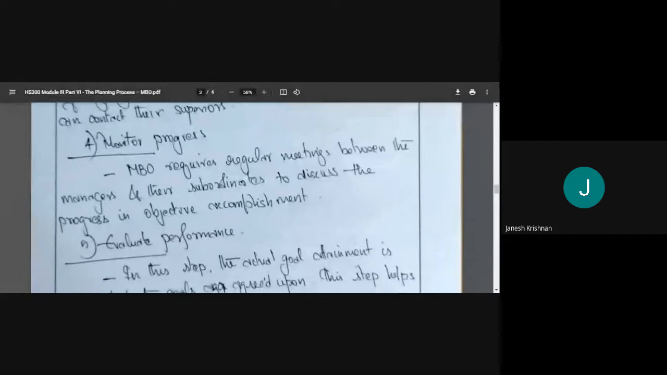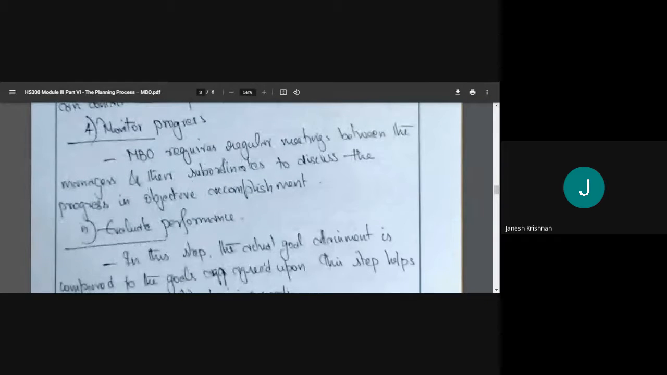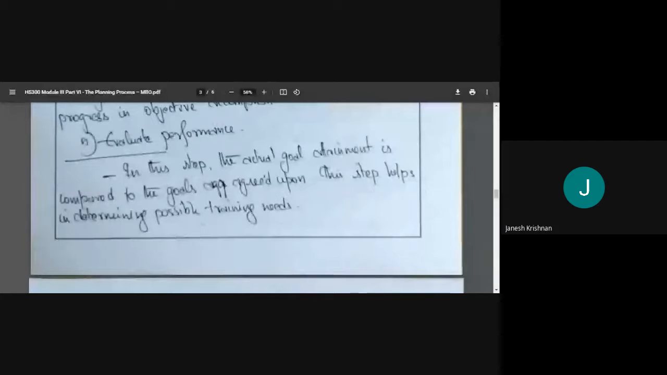If you need to change something, you can change. If you need a new person, they can add. If you don't, then move the person. Like that. Then evaluate the performance. It is important to understand. In this step, the actual goal attainment is compared to the goals agreed upon.